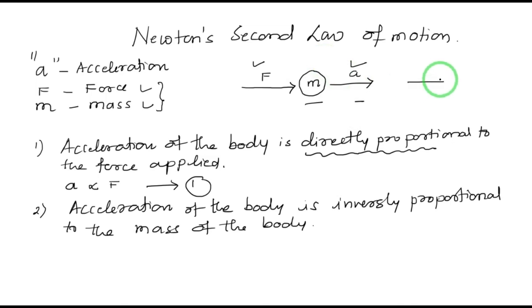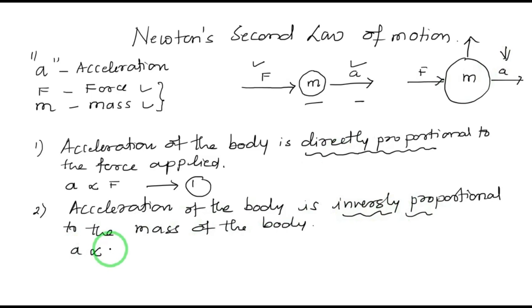Suppose you apply the same force on a body of double the mass of this, definitely the acceleration will be less. Right? So more the mass, less will be the acceleration. But how will you write? Acceleration is inversely proportional, and that is written as 1 upon, what is that dependent variable? Mass. So this is point number 2.